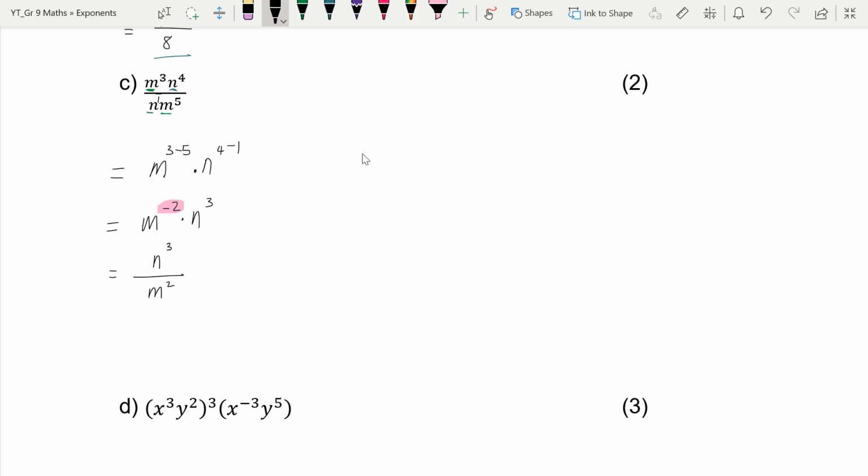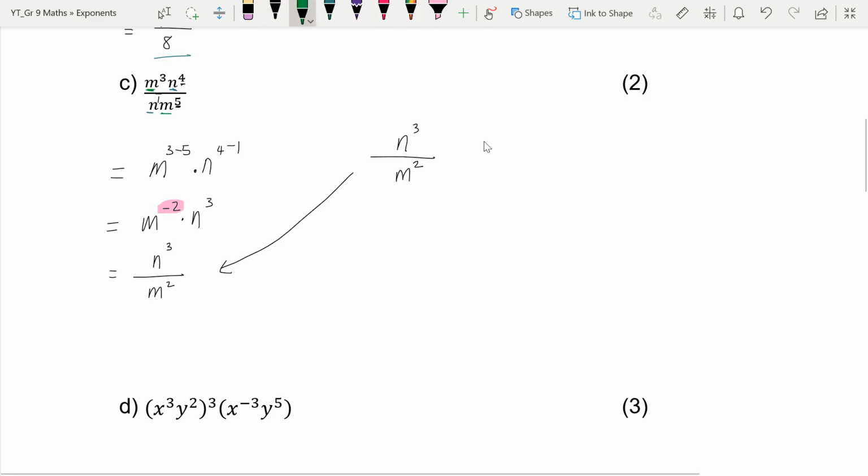Okay, or what you could have done is that if you look at your base of m, you can see that at the bottom is a larger exponent of 5. So that means that our m's would then be at the bottom. You could look at it like that, and I know some of you look at it like that. And with our n, our biggest exponent is at the top, so there would be 3 left there. Gets us to exactly the same answer.